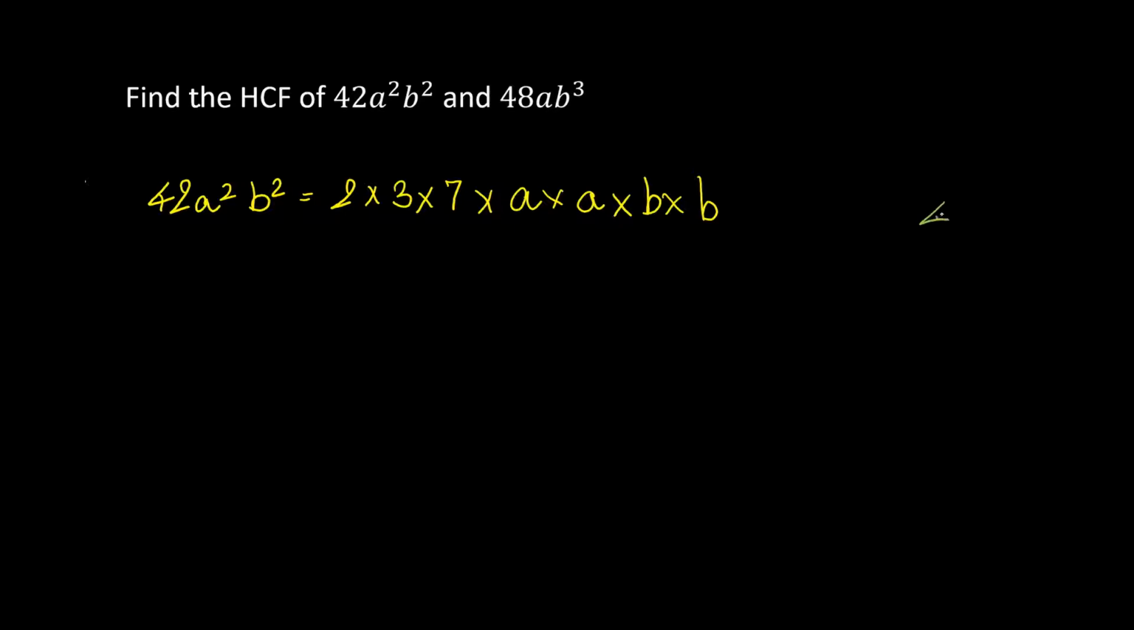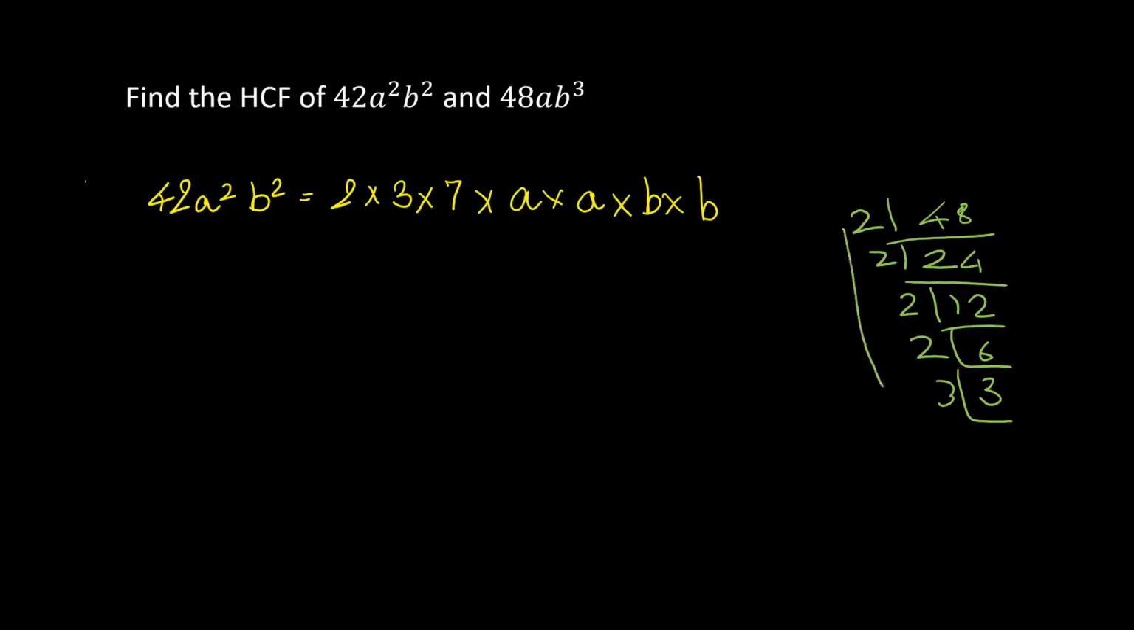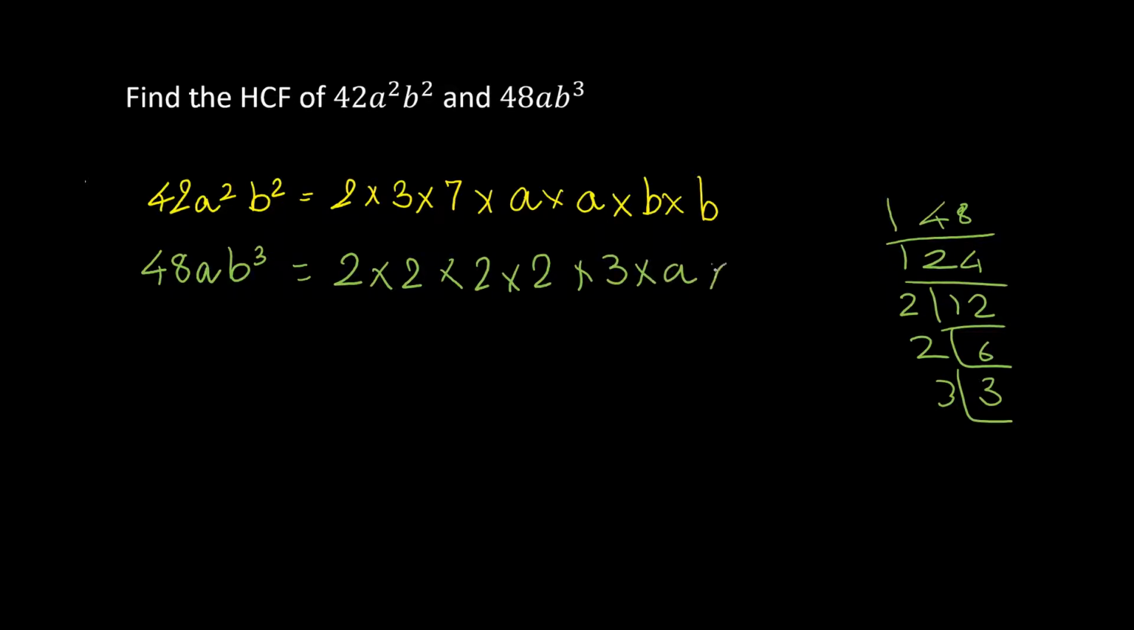So how we can factorize 48 is 2, that will be 24, 2, that will be 12, 2 and 6, and 2 and 3 and 3. So this is the prime factorized form of 48. Now I'll write that down. 48ab cube will give me 2 times 2 times 2 times 2 times 3 times a, and into b into b into b.